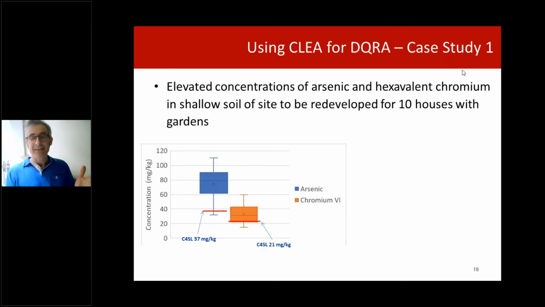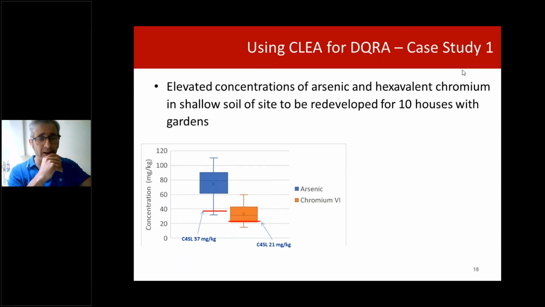Right, okay. Now we get on to actually demonstrating CLEA. So I've got two case studies to talk through here. The first one is we've got elevated concentrations of arsenic and hexavalent chromium within the shallow soil of a site that's going to be redeveloped for, say, 10 houses with gardens.